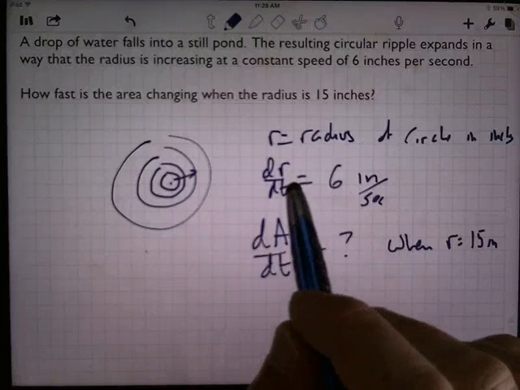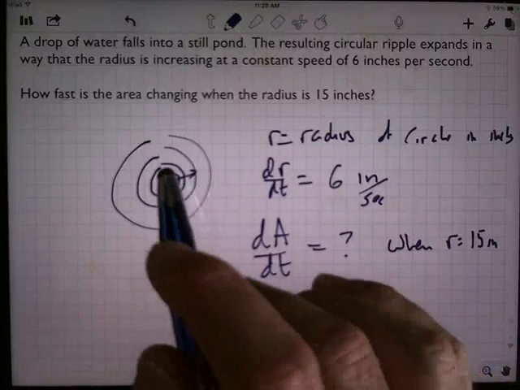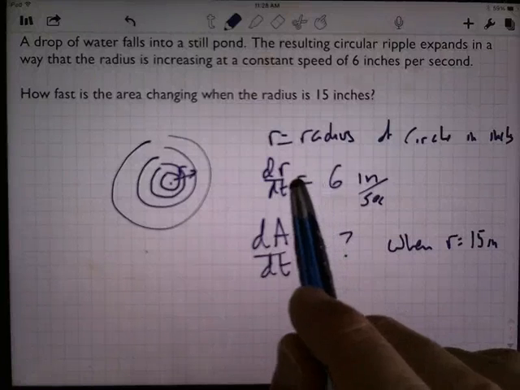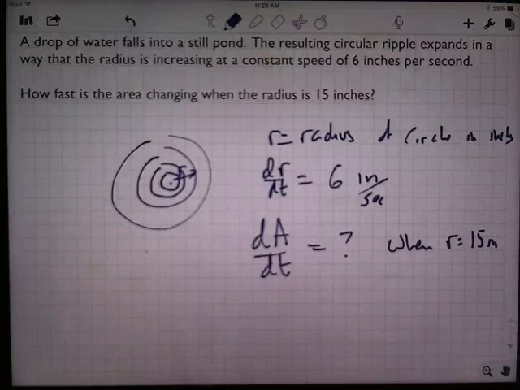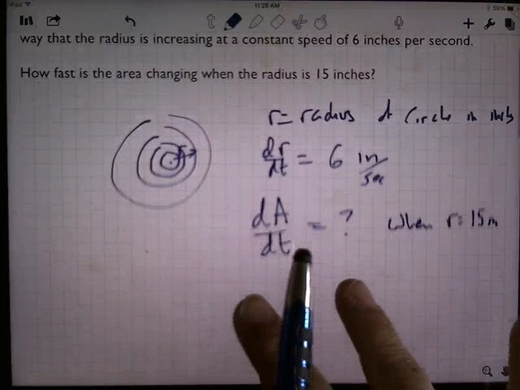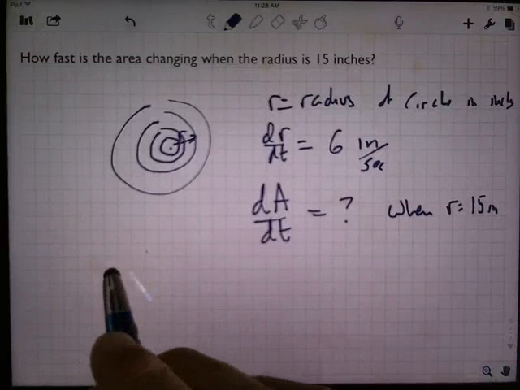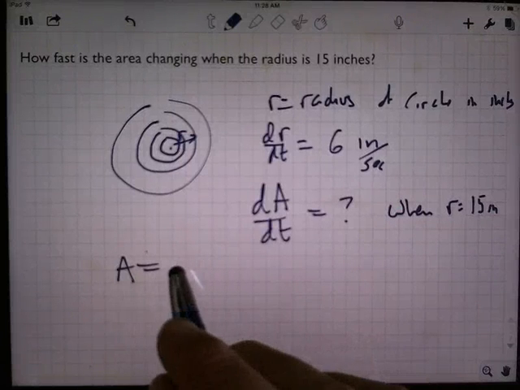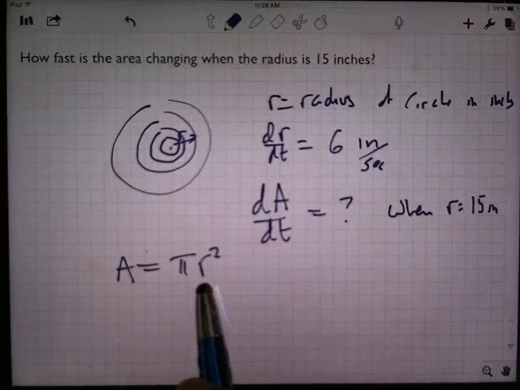Identify the rate that's given. Draw a picture, and in terms of the variables of this picture, I have the radius and I have an area. They tell me dr/dt. They ask for dA/dt. What I need to do now is find a relationship between r and A that's always true. In this case, I happen to know that the area of a circle is pi times the radius squared. Whether the radius is big or small, the area is pi times the radius squared.